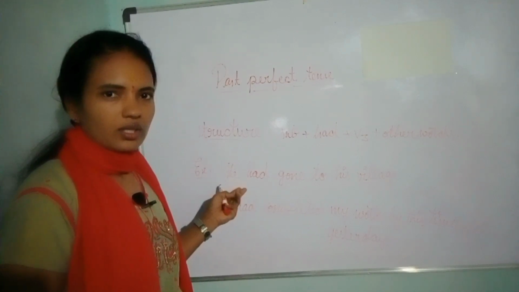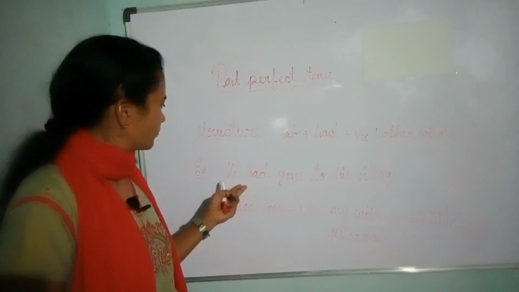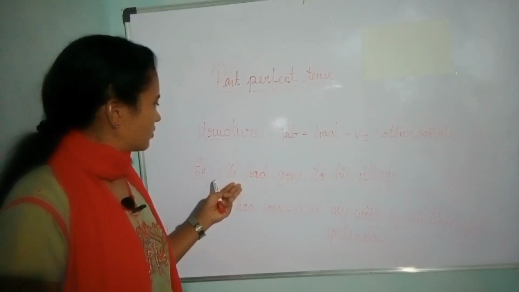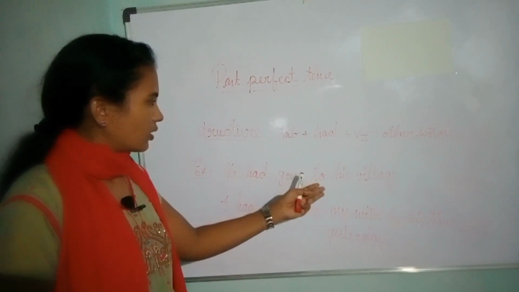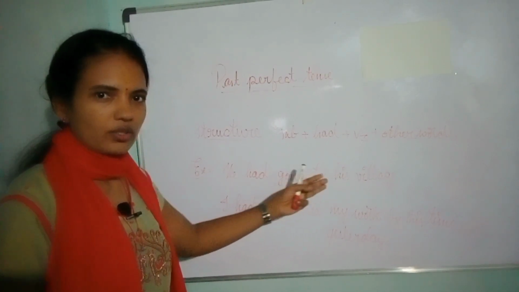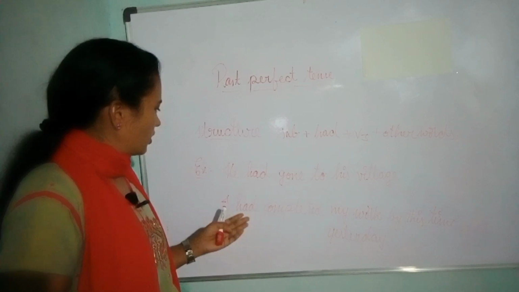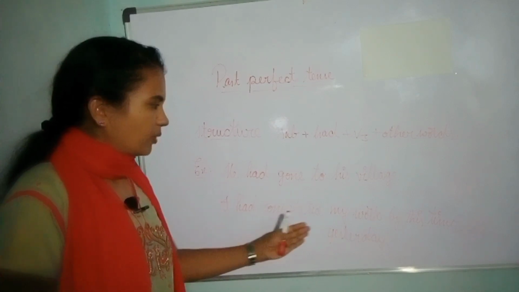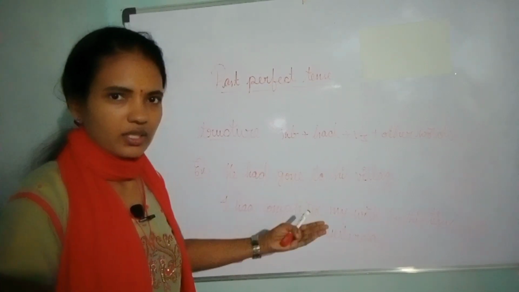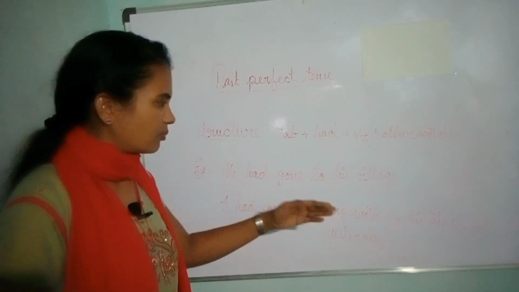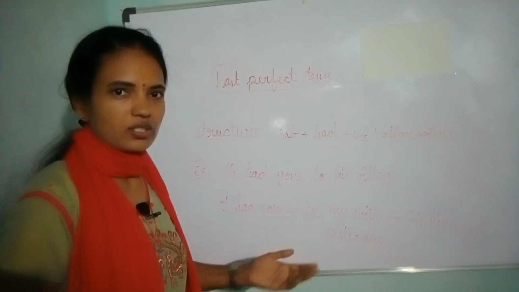So let us see some examples of past perfect tense. He had gone to his village. And I had completed my work by this time yesterday.